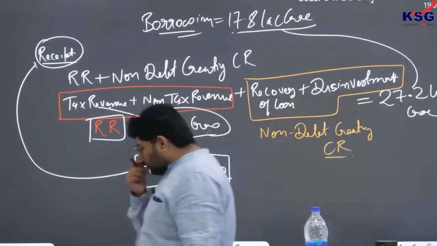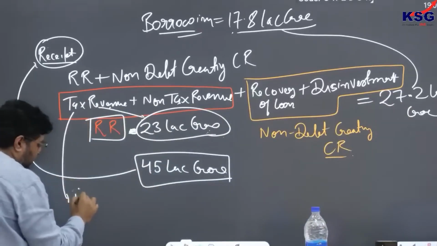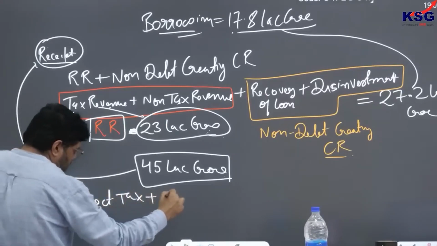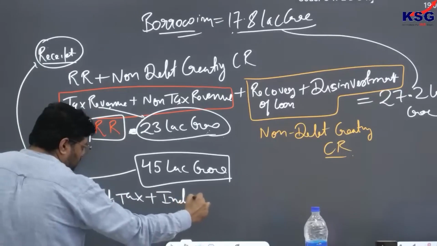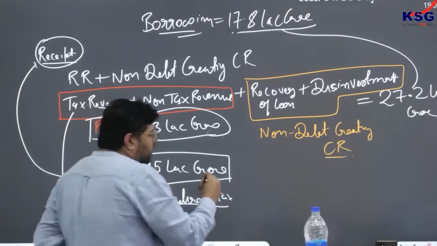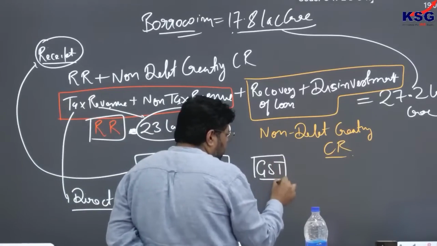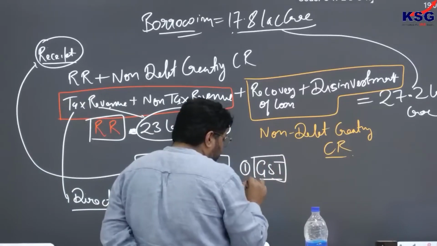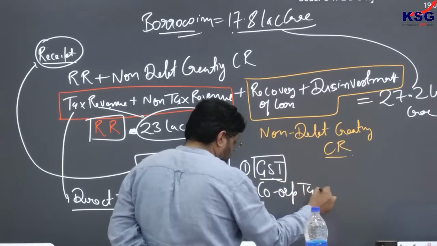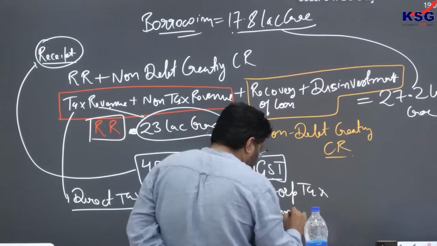Now further, if you move in tax revenue, as I told you, there are direct tax and indirect tax. So if I see tax wise, our highest collection is from GST. Number 2, corporate tax. And number 3, personal income tax, or you can say income tax only.